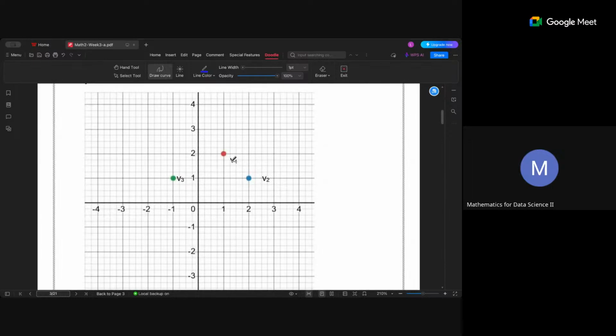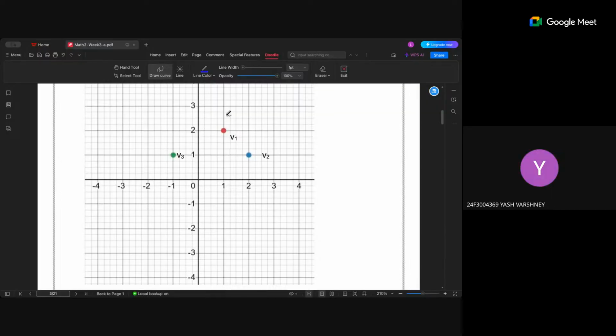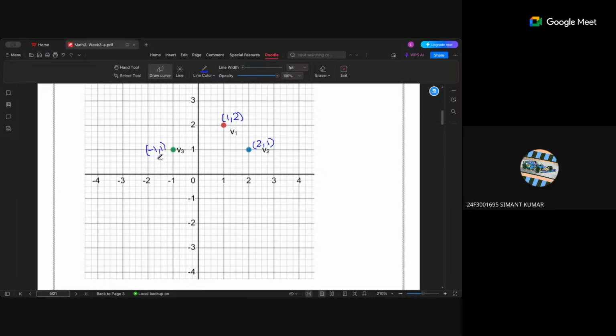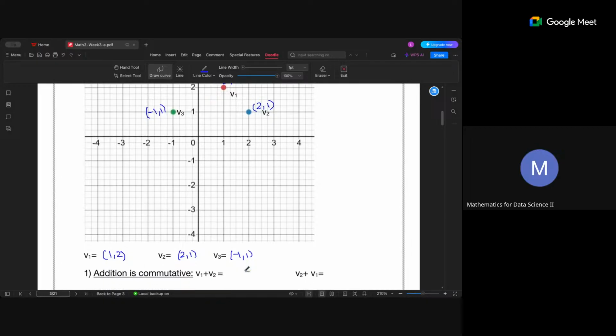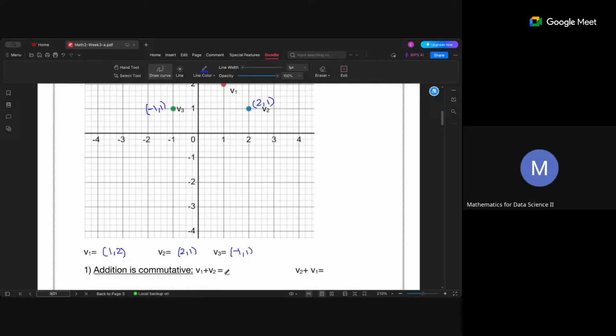Can you tell me what these vectors are? What is v1 here? v1 is 1 comma 2, v2 is 2 comma 1, and v3 is minus 1 comma 1. Okay. Now what is v1 plus v2?